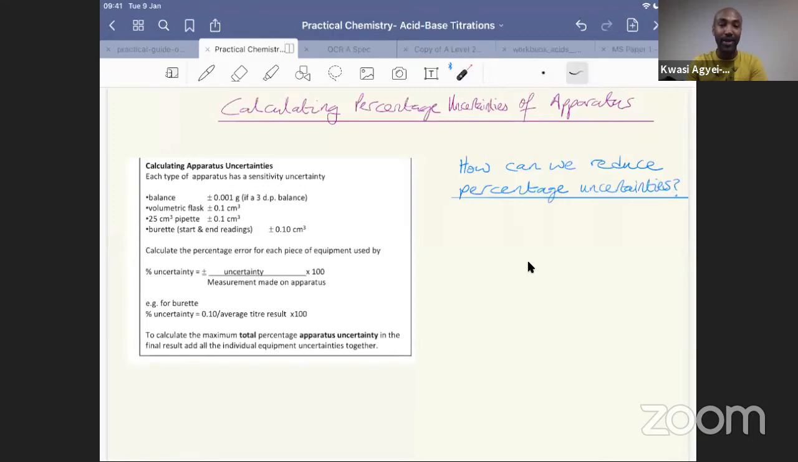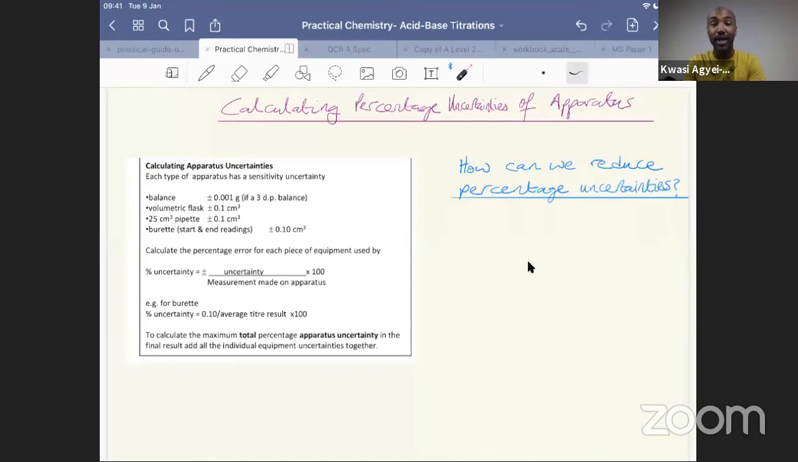Okay. Similarly, if you use a volumetric flask, there is an error of plus or minus 0.1 centimeter cubed. So your 250 centimeter cubed volumetric flask could be 250.1, or it could be 249.9 centimeters cubed. So there's that plus or minus 0.1 centimeters cubed. A pipette that measures 25 centimeters cubed has an error of plus or minus 0.1 centimeters cubed. So we're looking at these errors for our apparatus.